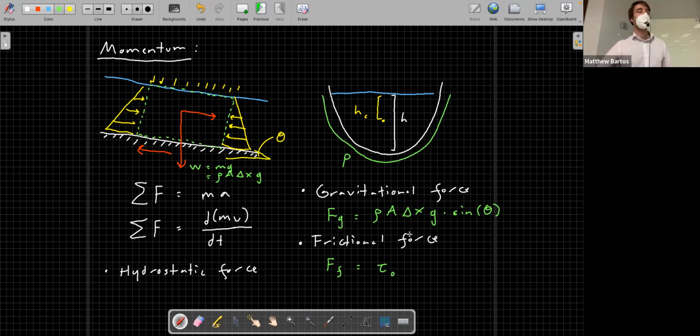And the area that's in contact with the water, what is that? Perimeter times, perimeter times delta x, okay? So this is the area in contact with the bed. And this here is the shear stress.